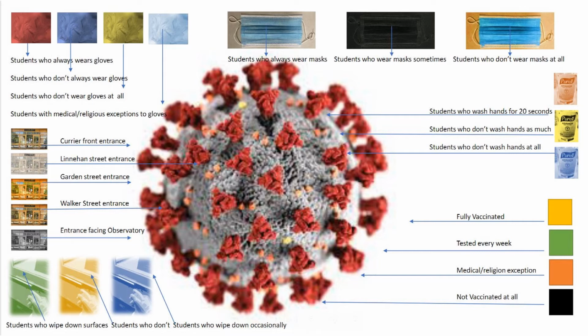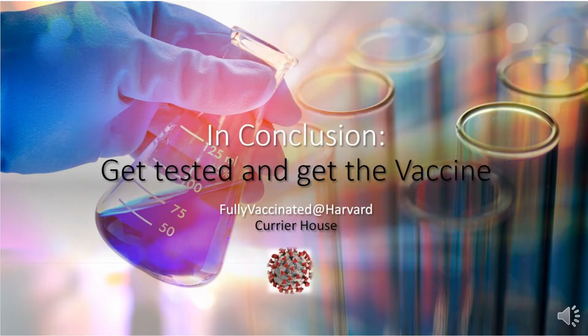But it was important for me to put together this roadmap of how the disease is transmissible, how kids can stay safe at Courier and at Forsheimer as well as Cabot House, which are all in the quad. So this project was a lot of fun. So in conclusion, I say get tested and get the vaccine.